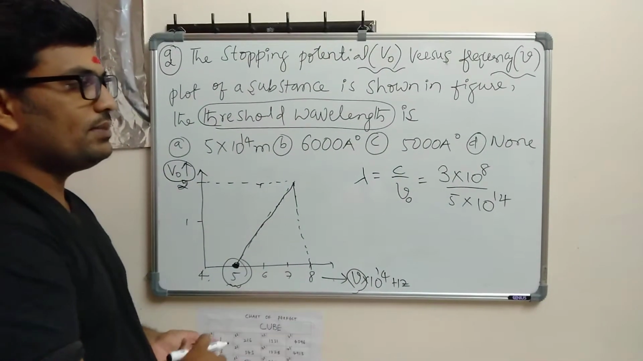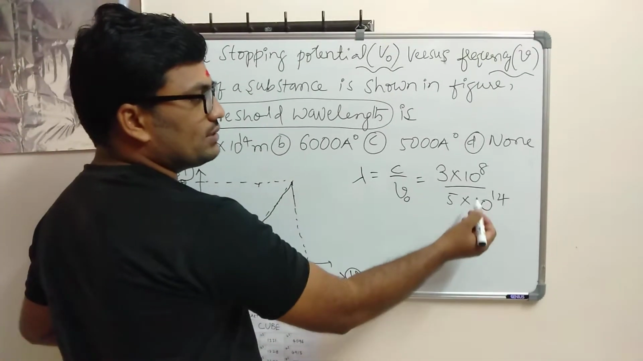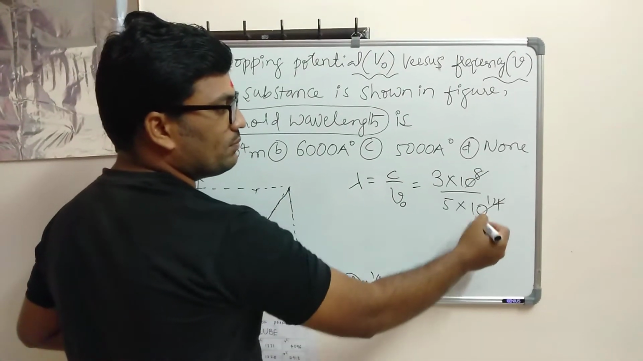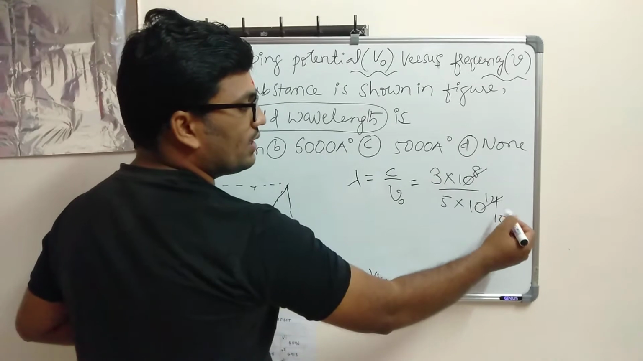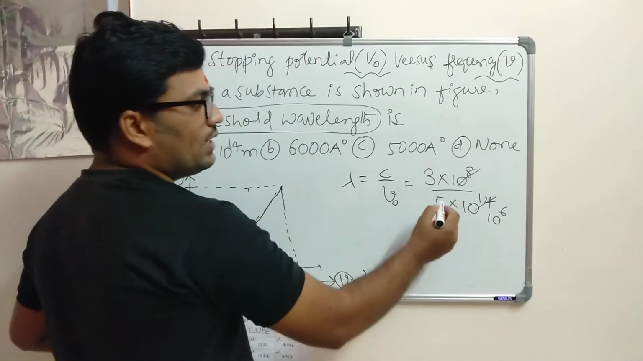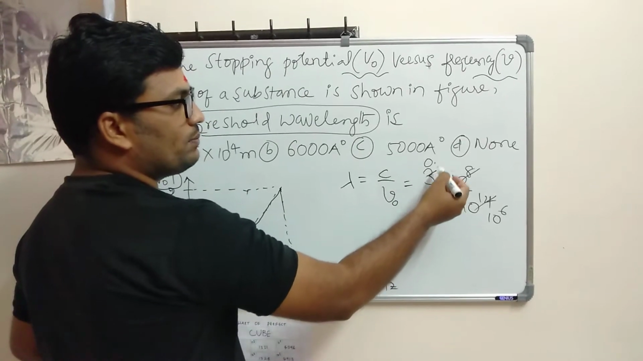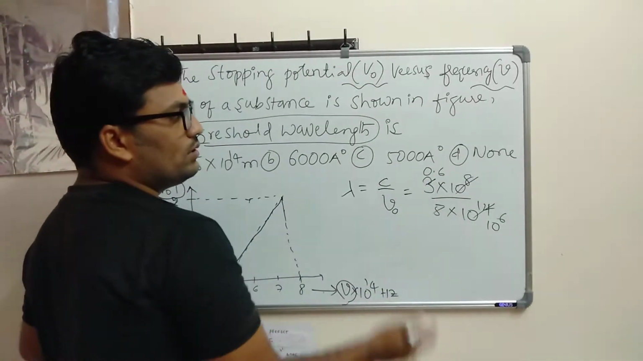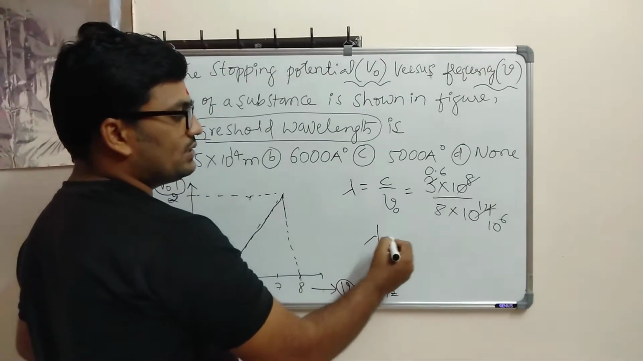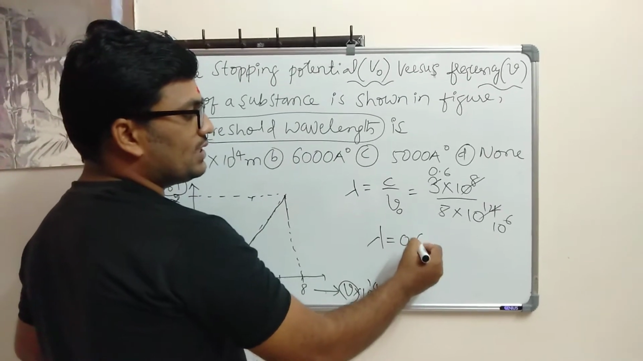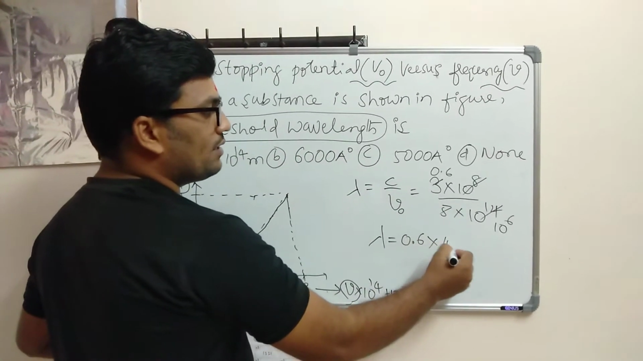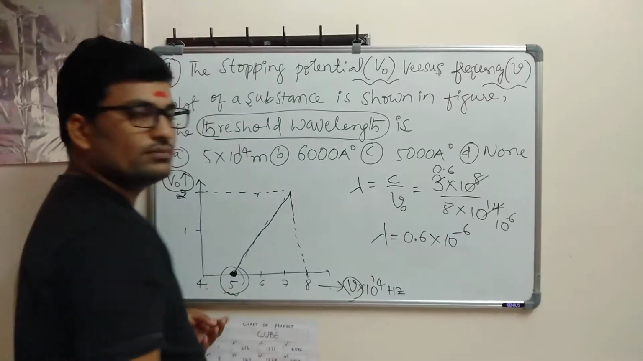Okay. Now it is simple. If you just cancel 10 power 8 with 10 power 14, then 10 power 6 will be left, and here if I divide, how much will be left? 0.6. So in total, lambda is equal to 0.6 into 10 power minus 6.